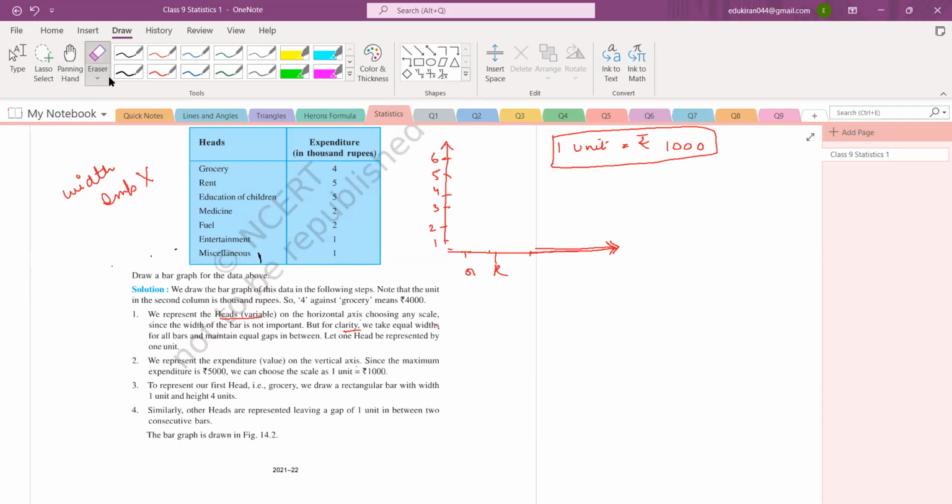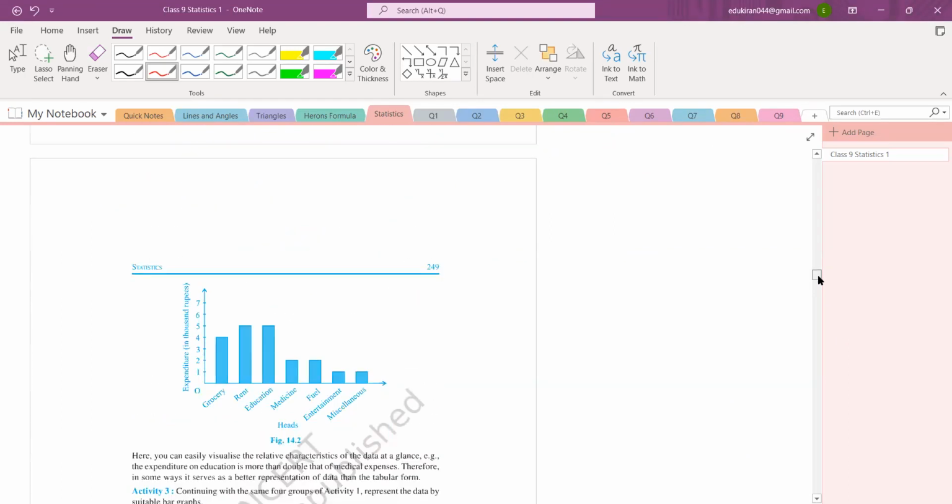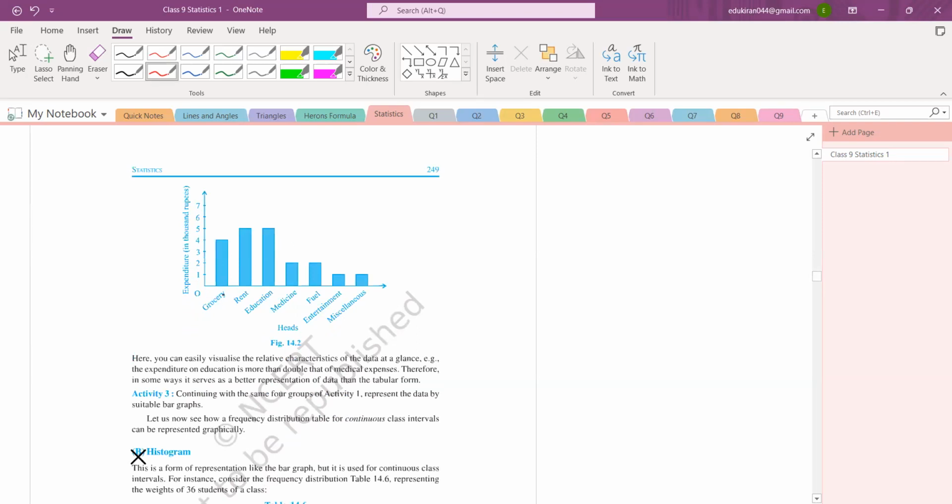Okay, so you have the table. Now have a look at the bar graph, which is already drawn in this example. It is given to you. You have marked the various heads: grocery, rent, education, medicine, fuel, entertainment, and miscellaneous. On the left hand side, you have marked your expenditure in 1,000 rupees. Either you write 1,000 rupees here, or if you write only expenditure, then you write 1 unit is equal to rupees 1,000. Either you mention it at this place or you write 1,000 here itself.